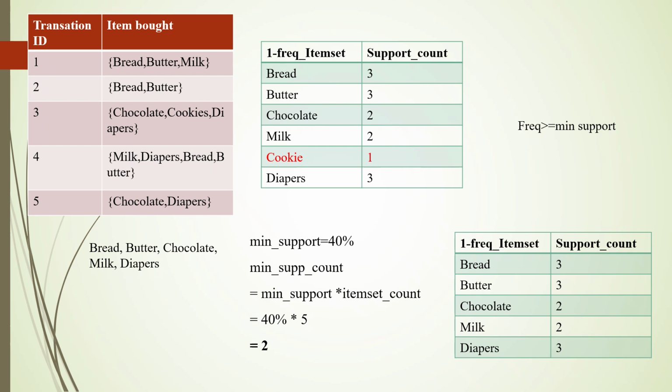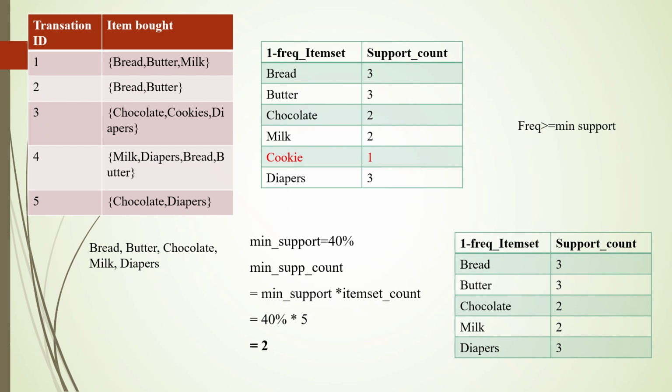We need to calculate the minimum support count. Our minimum support is 40%, but it should be in numeric form, so we need to convert it. Minimum support count is equal to minimum support times the total number of transactions. Here minimum support is 40%, and the total number of transactions is 5. So 40% of 5 is equal to 2. Our minimum support count here is 2.